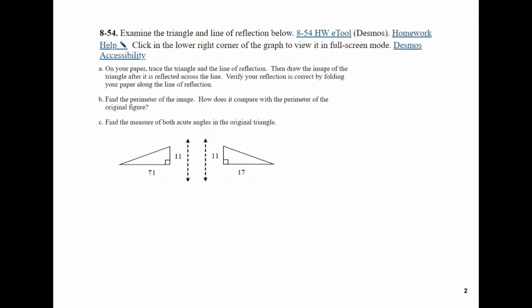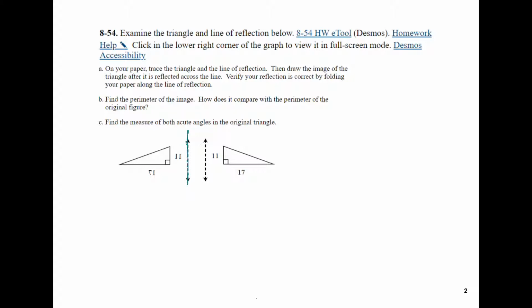So if we fold our paper directly along this line, we can see that it should match up on the other side. Find the perimeter of the image. How does it compare with the perimeter of the original figure? So when we reflect it, the perimeter of both triangles should be equal.